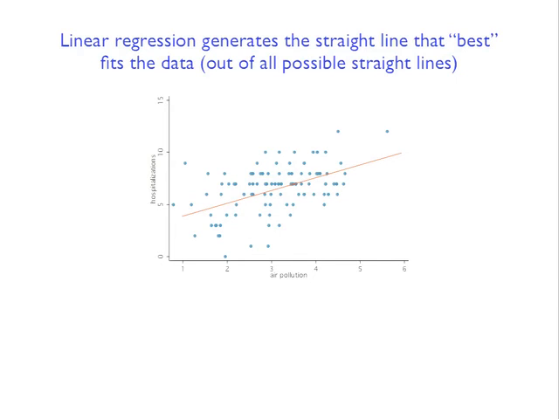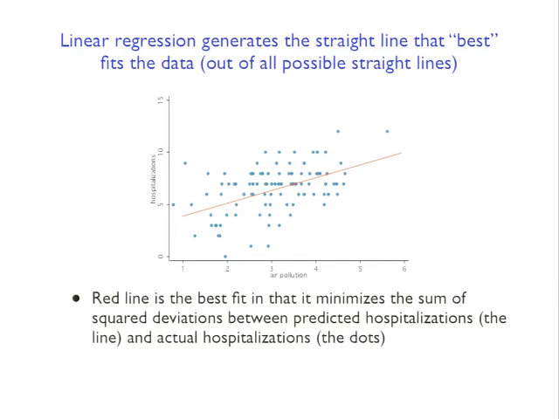All of those lines are going to fit the data better or worse depending on how you draw them. But we're restricting ourselves to always drawing straight lines because we're assuming a linear relationship. It turns out that the line that's actually up there, this red line, is the best fitting of all the possible lines you could draw. When we say it's the best fitting, we mean that it minimizes the sum of squared deviations between predicted hospitalizations, represented by the line itself, and the actual hospitalizations observed in the data, represented by the dots.